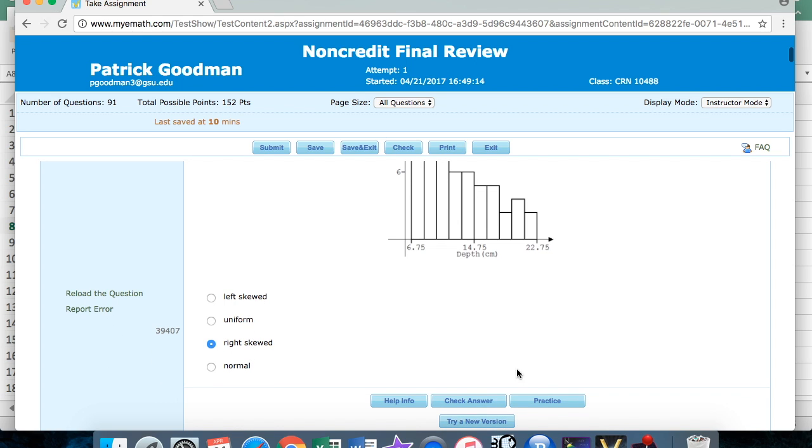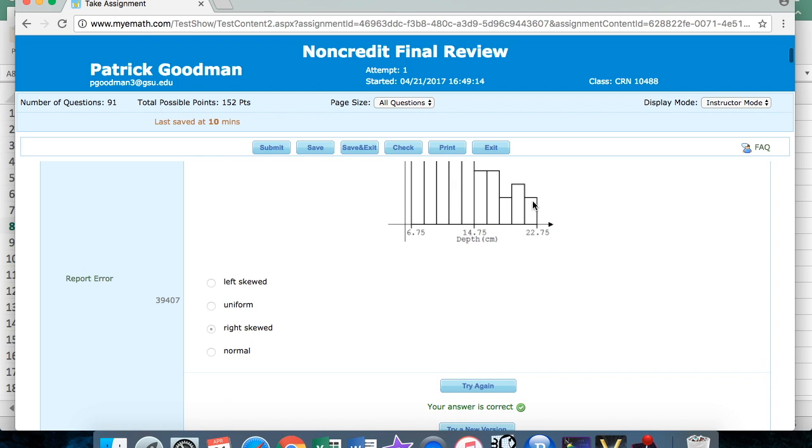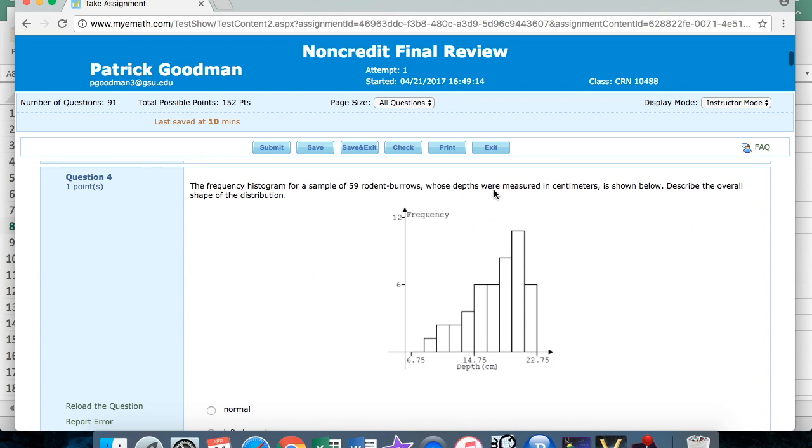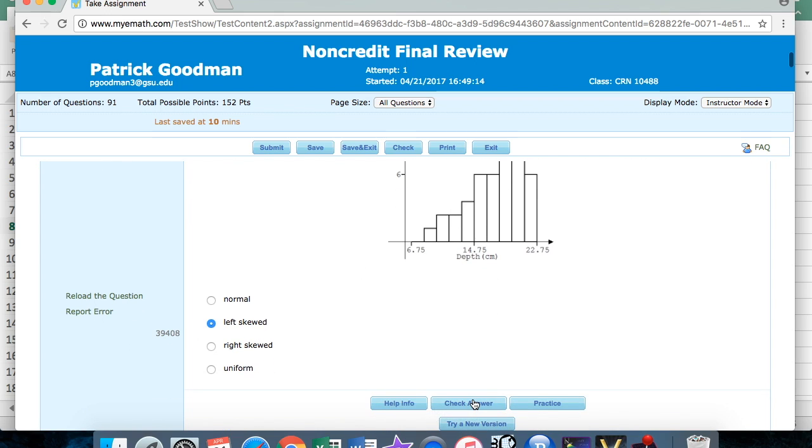So this would mean that it is right skewed, right? Right skewed just means we've got some data values that are outliers, and they're pretty large values, so they're on the right. Okay, and then here, what do you guys think this is? Well, left skewed. Same thing.